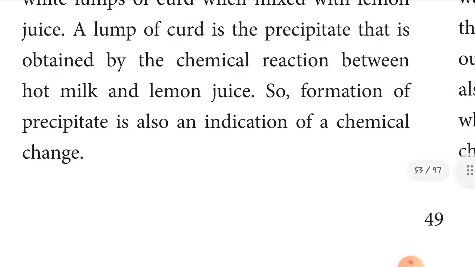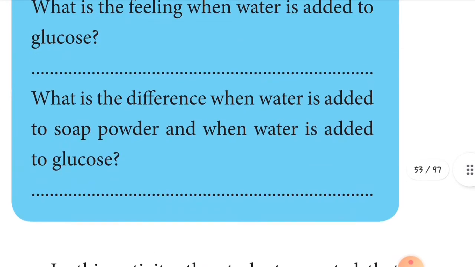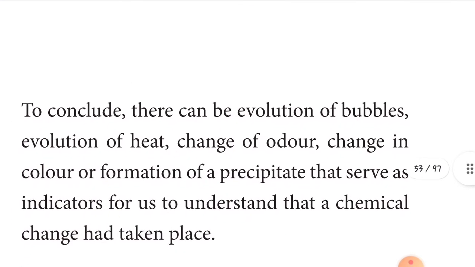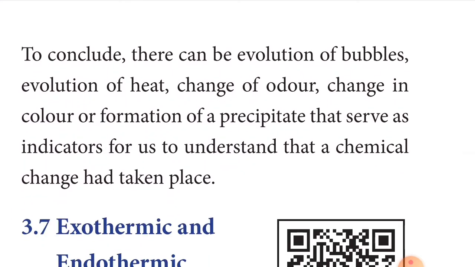This is clear to you, children? Yes. And now take some conclusions, children. To conclude, the evolution of bubbles, evolution of heat, change of odor, change in color, or formation of a precipitate serve as indicators for us to understand that a chemical change has taken place. This is clear to you, children? So these are the very important indicators we have to use.